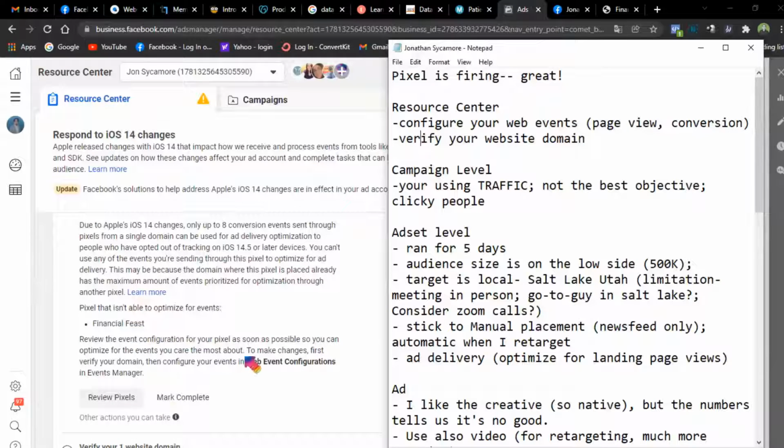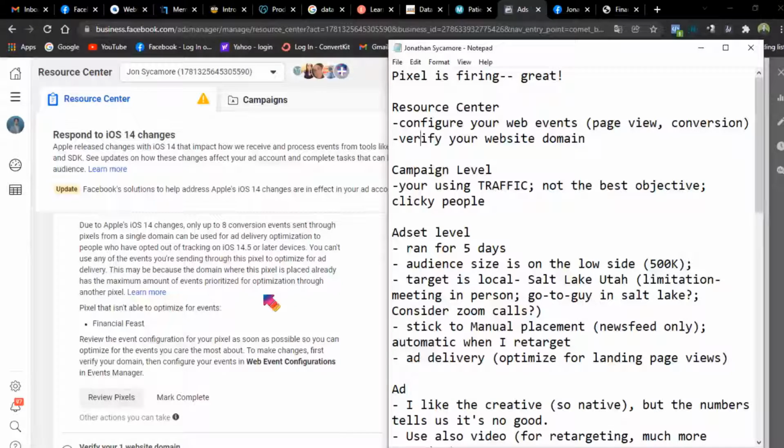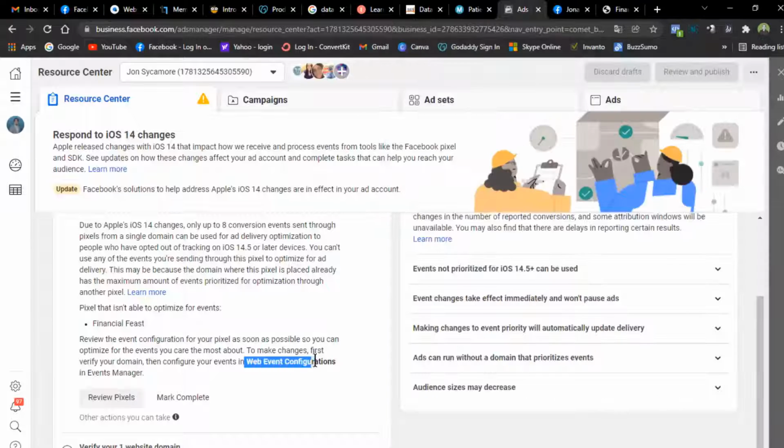Right now you only have a page view as an event on your pixel, but later on, as I present our plan, you'll see we're going to use a conversions campaign, and that would require you to create a custom conversion. This may be a lot of jargon for you right now, just hear me out, okay? And when you create a custom conversion, you have to configure your events here.